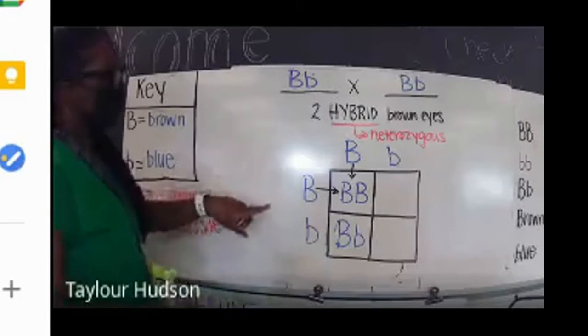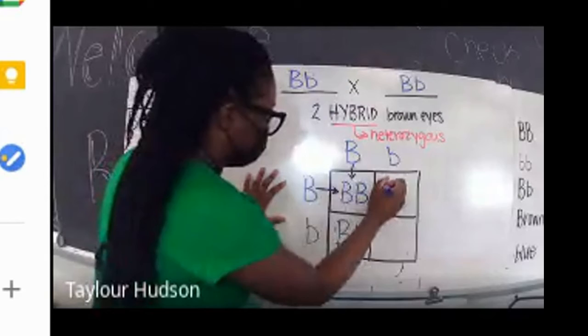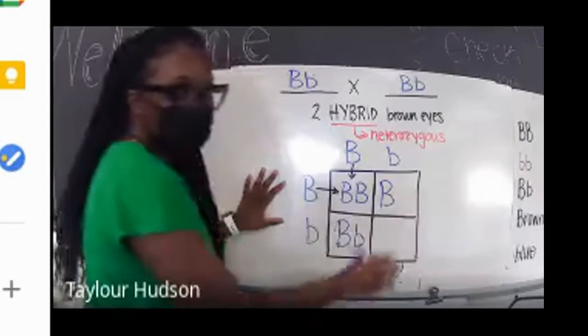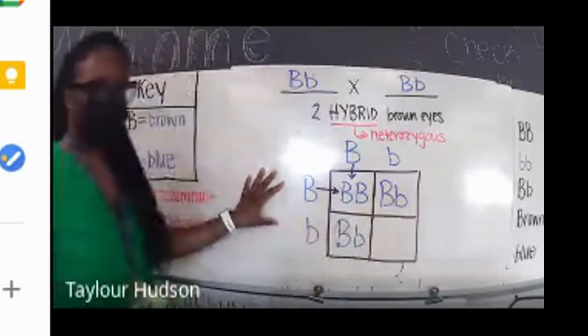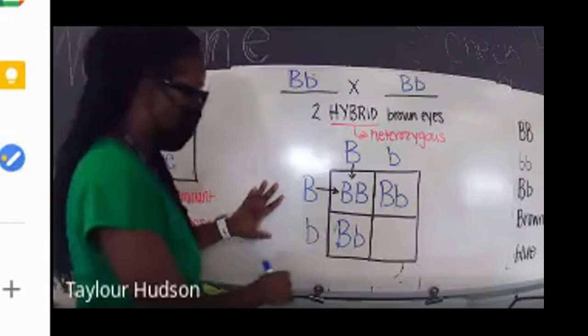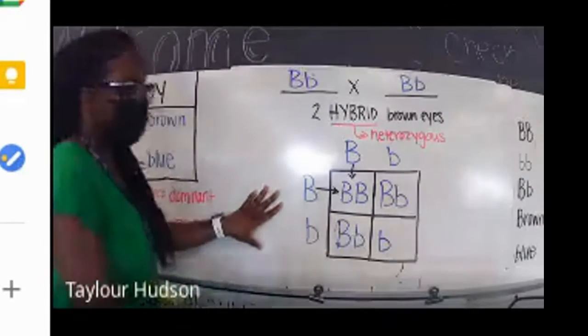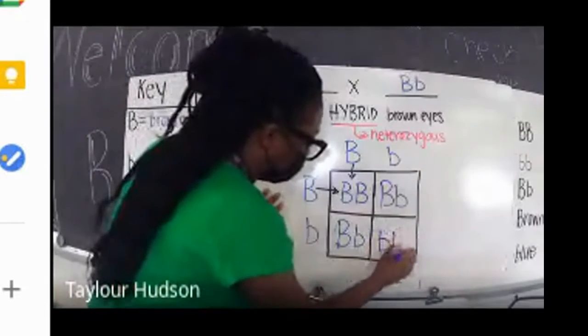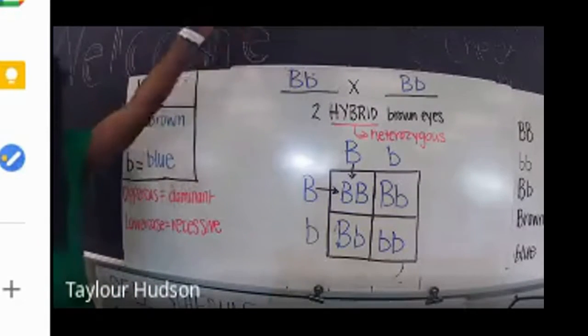All right, so here we go. Let's do this box. We're going to drag over this big B and drop down this little b. And then the last one, I'm going to drag over this little b and drop down this little b. All right, Punnett square done.